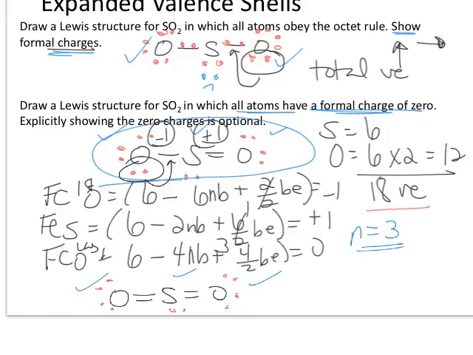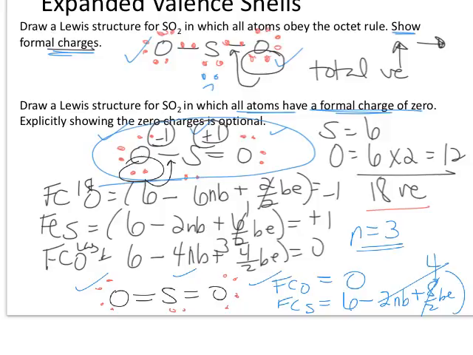So the formal charge for each one of these oxygens now, because they're bonded the same, they have 2 lone pairs and they have 2 bonds, which we call a double bond. That's going to be a formal charge of 0. Formal charge for sulfur now, we have 6 minus 2 non-bonding electrons plus 8 divided by 2 bonding electrons. So this is 6 minus 6, which is 0. So this is the correct structure for this problem.